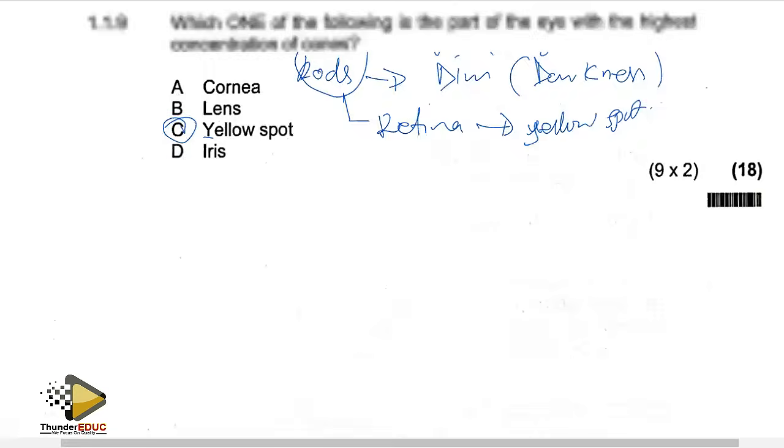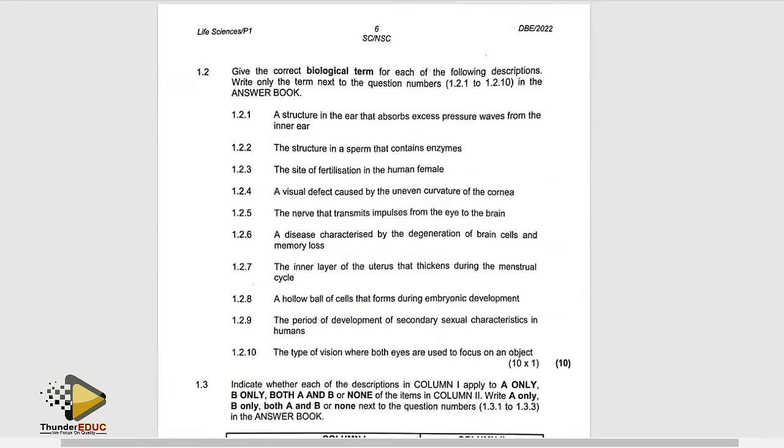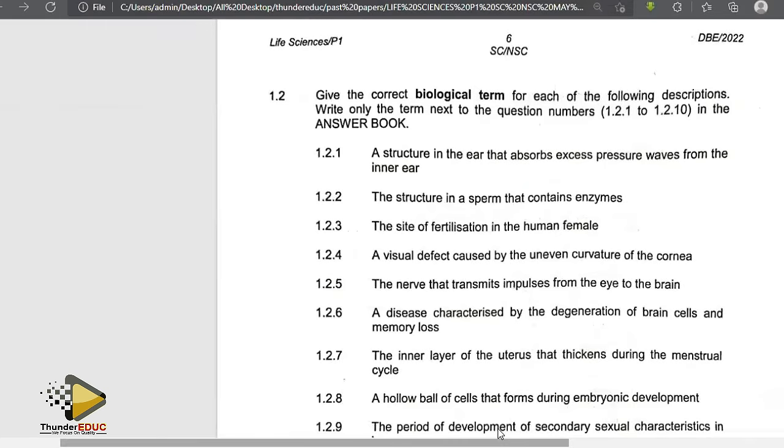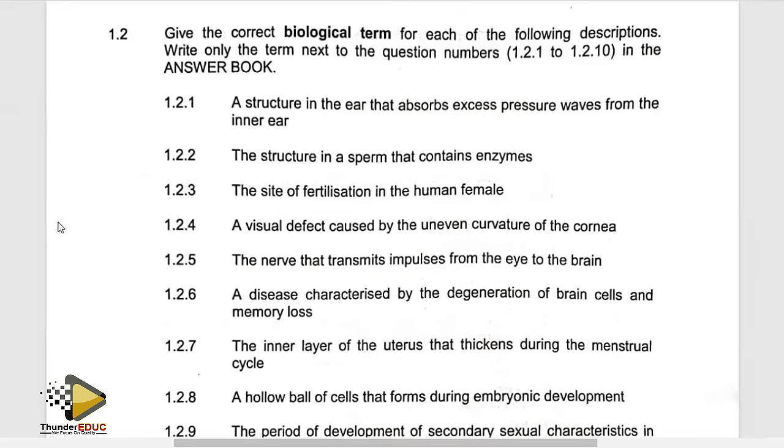So that marks the end of section A in terms of the objectives. Let's go to section A in terms of the terminologies. Structure in the eye, in the ear that absorbs excess pressure wave from the inner ear. How do you call that structure of the ear which absorbs the excess pressure from the inner ear?